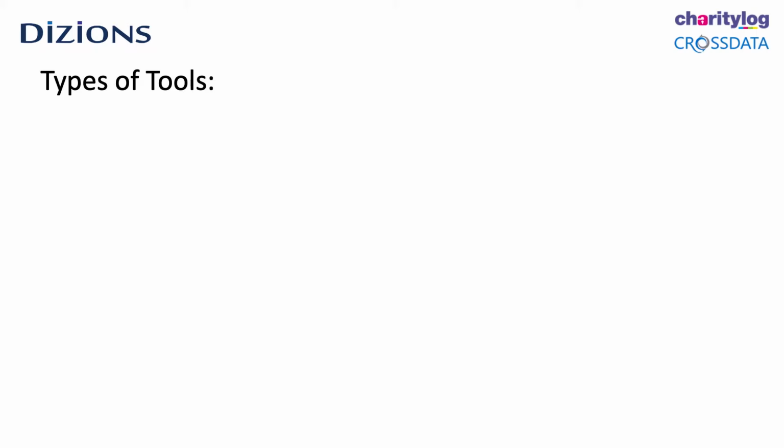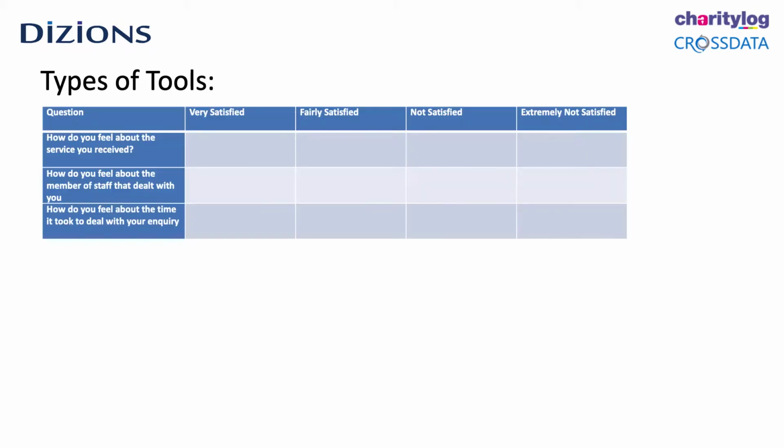The first of these is a questionnaire, a user survey kind of thing, where one of the questions is how do you feel about the service you've received, and someone ticks boxes to say they're very satisfied, fairly satisfied, not very, and so on. So you ask multiple questions and then the user or the client ticks one of those responses.